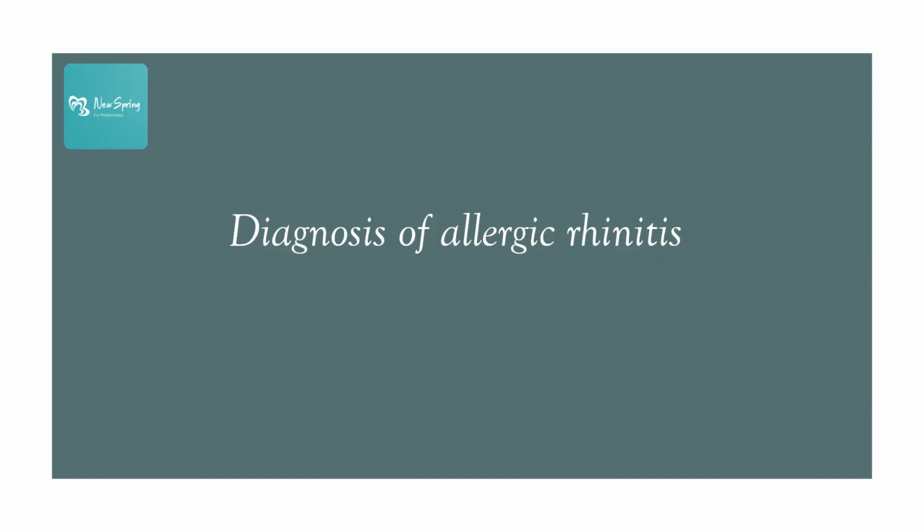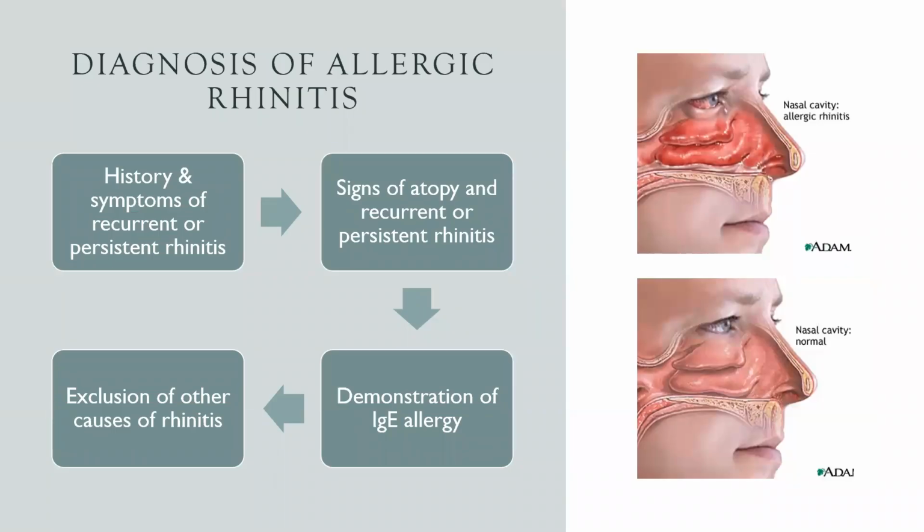So how to diagnose allergic rhinitis, and this is very important for all physicians who deal with these patients. For any patient complaining of symptoms of allergic rhinitis, you have to consider four main pillars. So what's the history and symptoms of recurrent or persistent rhinitis? To ask about the signs of atopy and recurrence or persistence of rhinitis, the demonstration of IgE allergy and exclusion of other causes of rhinitis, of course.